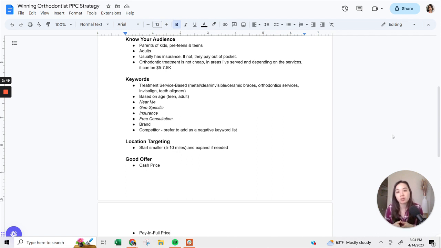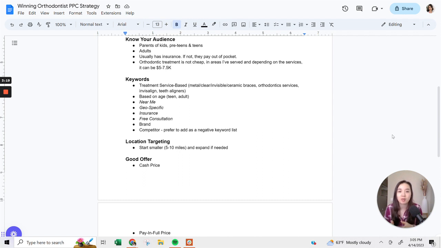Number one would be treatment and service based. So keywords around metal, clear, invisible, ceramic braces, orthodontic services, Invisalign if you offer that, teeth aligners. Some people actually don't call it orthodontic, they might call it orthodontia. So you might want to do some different variations of those keywords, making sure that you're covering your full range of treatment services.